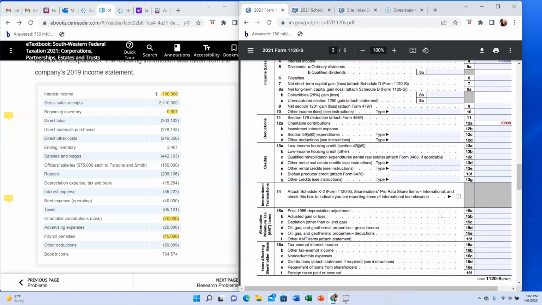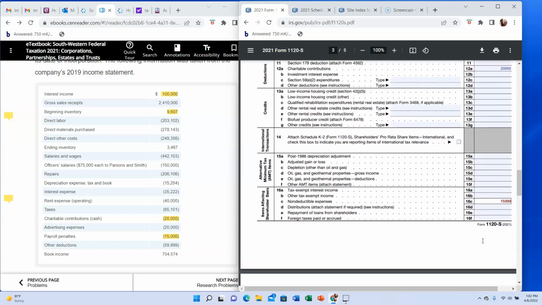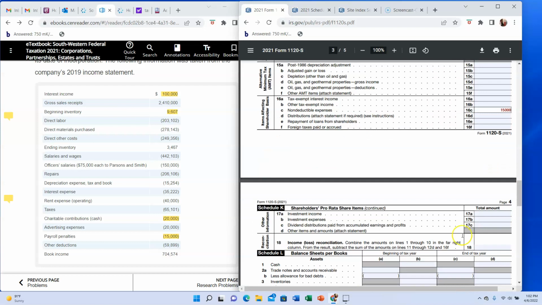And then you keep on scrolling, and then you get down here that has items affecting shareholders' basis. They have non-deductible expenses. That's the payroll penalties. Those are not deductible, but it does affect their basis. All right, and then we have other information, and investment income is that same 100,000 of interest income.